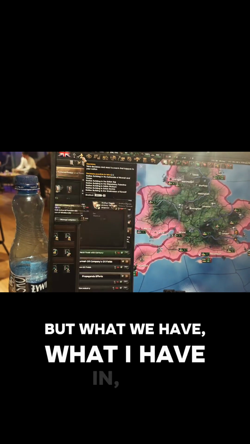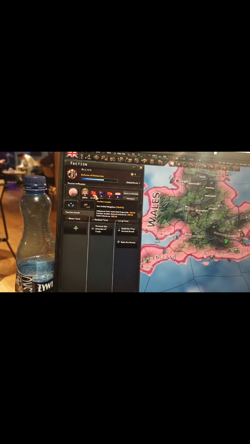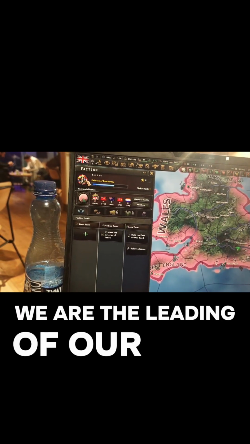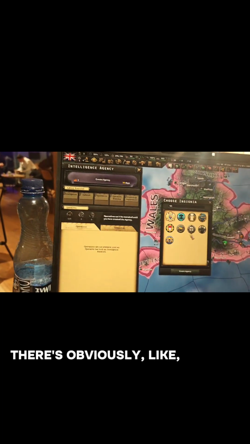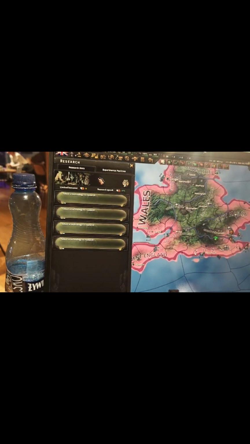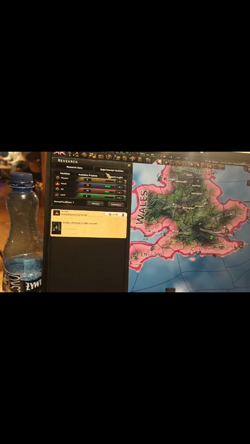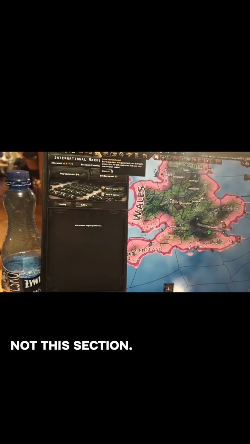But what I have in mind is that what we can use is this faction section that we have. We are the leading of our own faction of allies, and intelligence agency. Obviously we can create an SAS or any other, like MI6 or stuff like that. But what I had envisioned that we can use on our own side is facilities, experimental facilities, and then obviously underway replenishment support ships and stuff like that. But not this section, international markets.